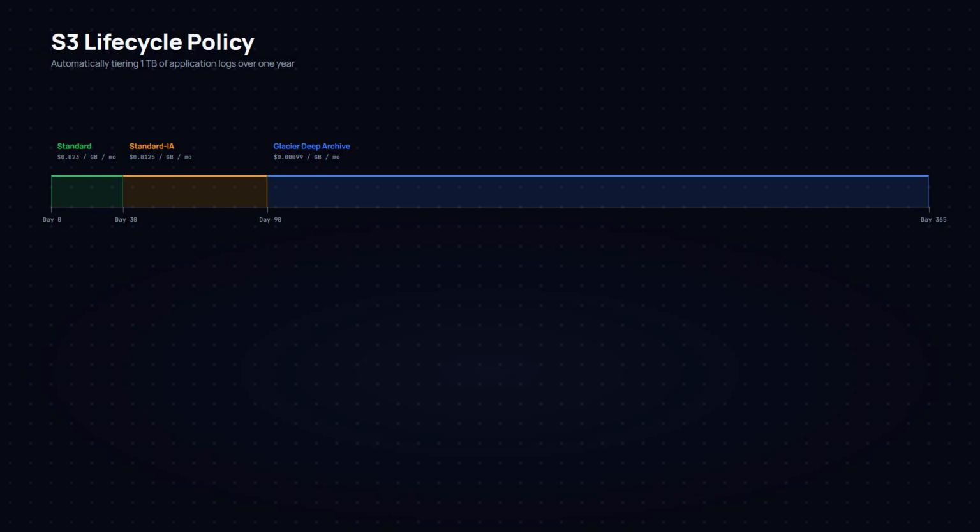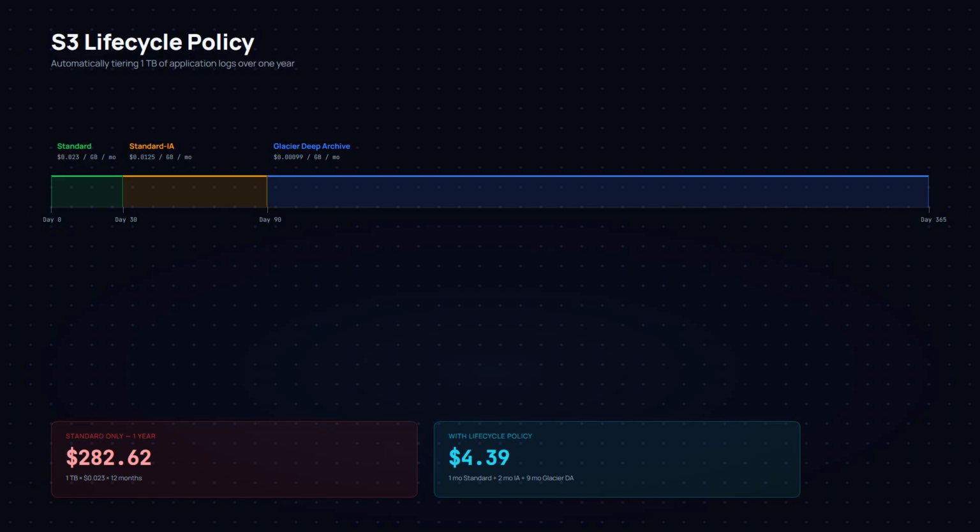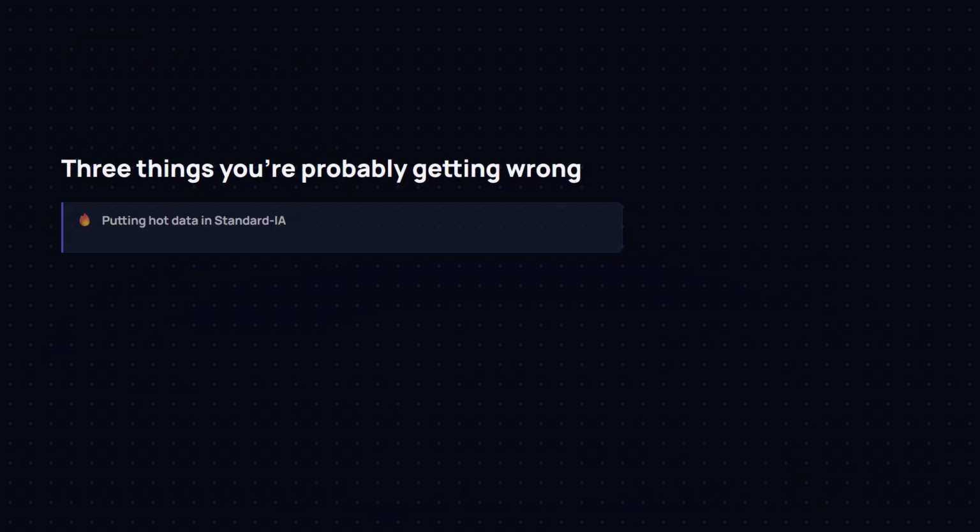The math is stark. 1 terabyte in Standard for a full year costs $276. The same terabyte with this lifecycle rule costs $24.40. That's a 91% reduction. Setting this up takes 5 minutes. It's a JSON rule in your bucket lifecycle configuration. You define prefixes, transitions, and expiration dates. AWS handles the rest automatically.